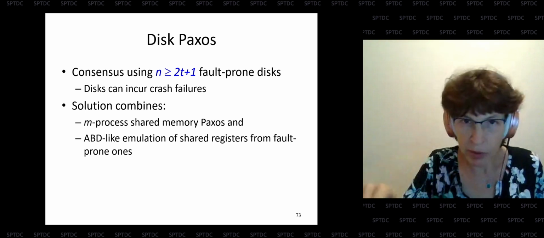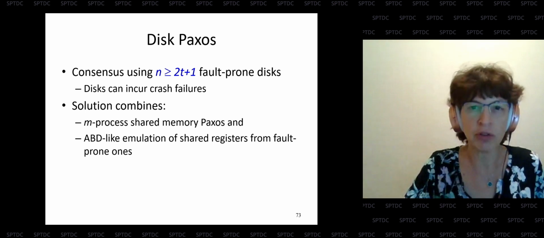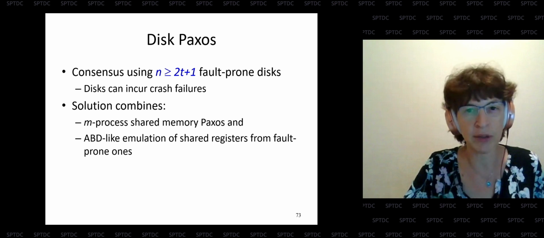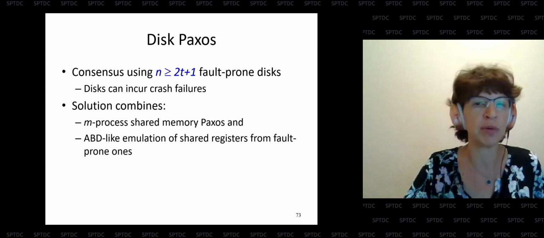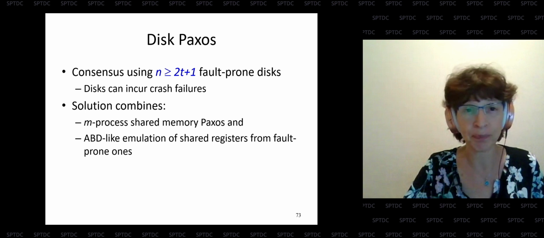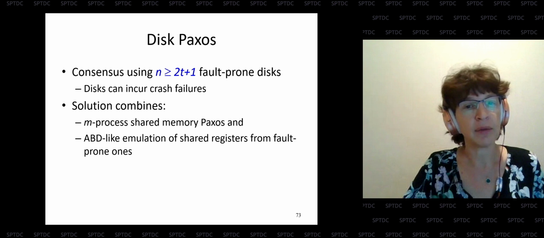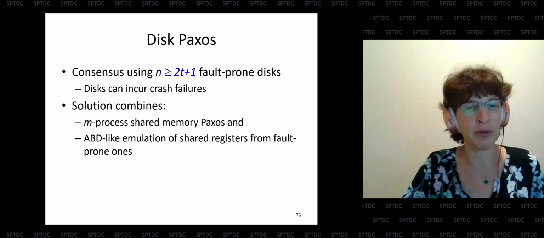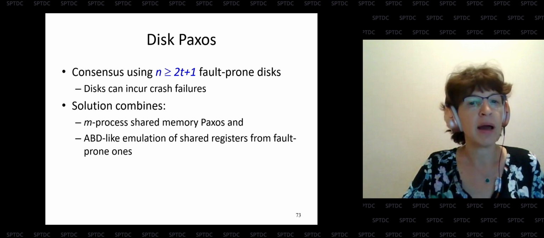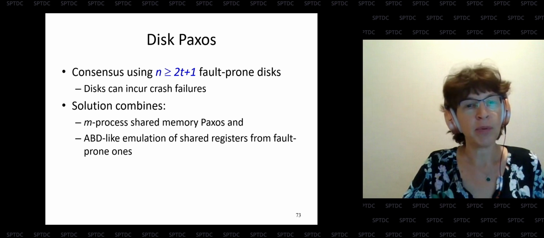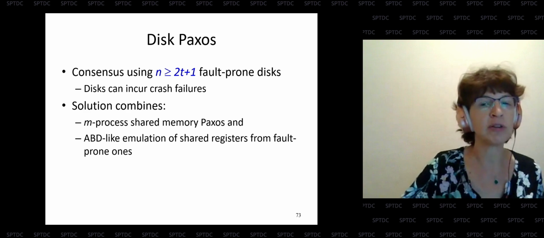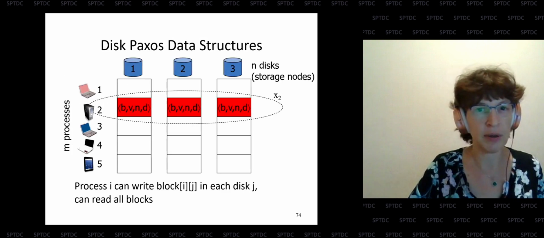And it says here 2t+1 because I don't know why I changed F to T, but a majority of them are correct. So it's bigger than 2F+1, where F is the number of failures. So now they can fail, okay? And the M is going to be the number of clients and N is going to be the number of disks. So we're going to have an M process shared memory Paxos running on top of these fault-prone disks. So we're going to combine the shared memory Paxos with the ABD emulation.